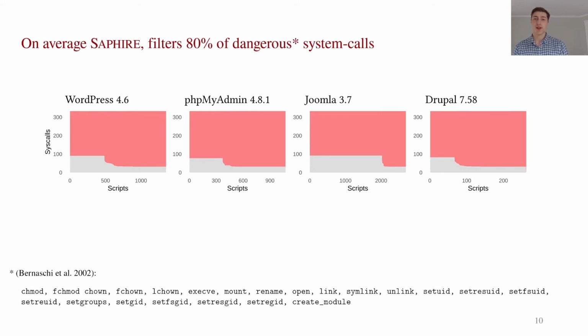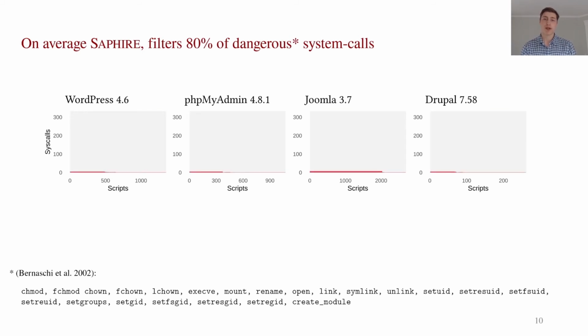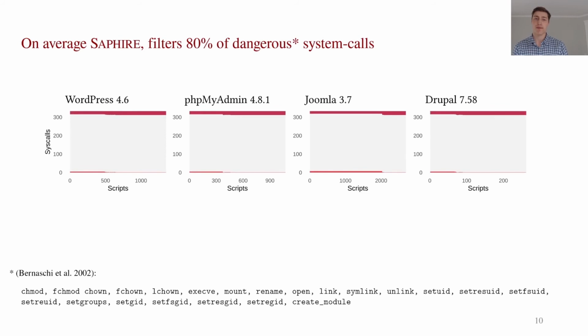The dangerous syscalls that are allowed by Saphire are in the red region at the bottom of each of these graphs, whereas the blocked ones are in the dark red at the very top. While that provides a quantitative measure of the number of syscalls filtered by Saphire, from that data alone, it's not really clear whether these filters are actually effective in blocking real exploits.